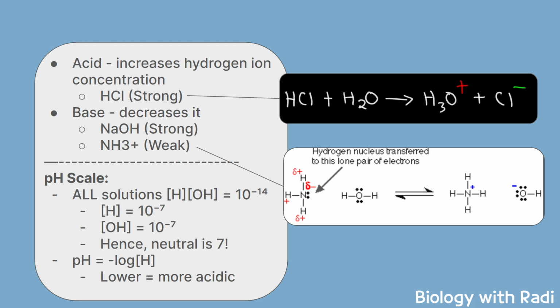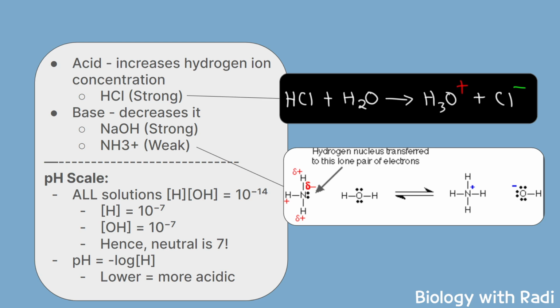Strong acids and bases will be indicated through a one-way arrow in their reaction equations. It's not that the reverse never occurs at all, but just that it occurs on such a small scale that it's negligible. You can see that with the hydrochloric acid reaction at the top. On the other hand, weak bases and acids like ammonia are indicated with a two-way arrow in their equation, like on the bottom.